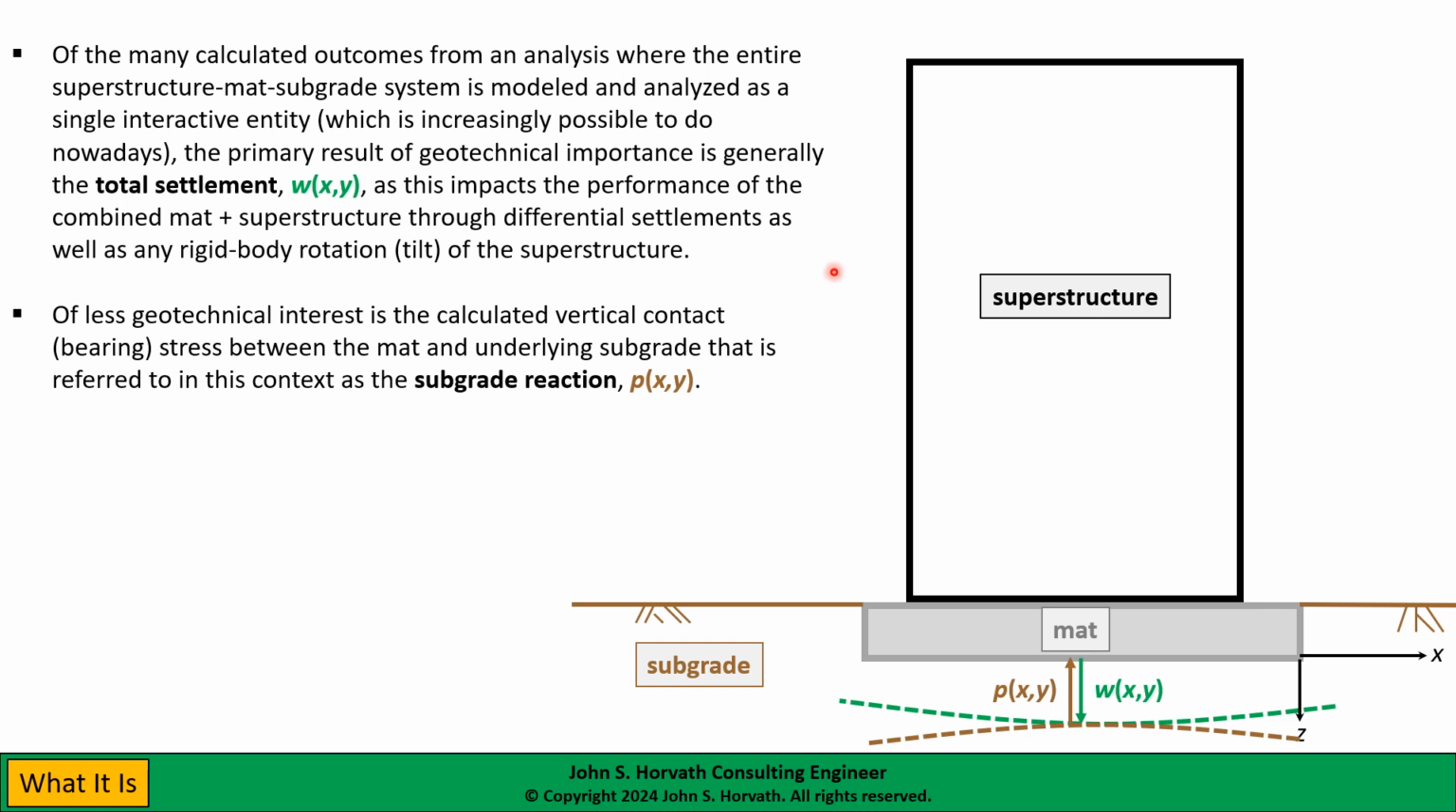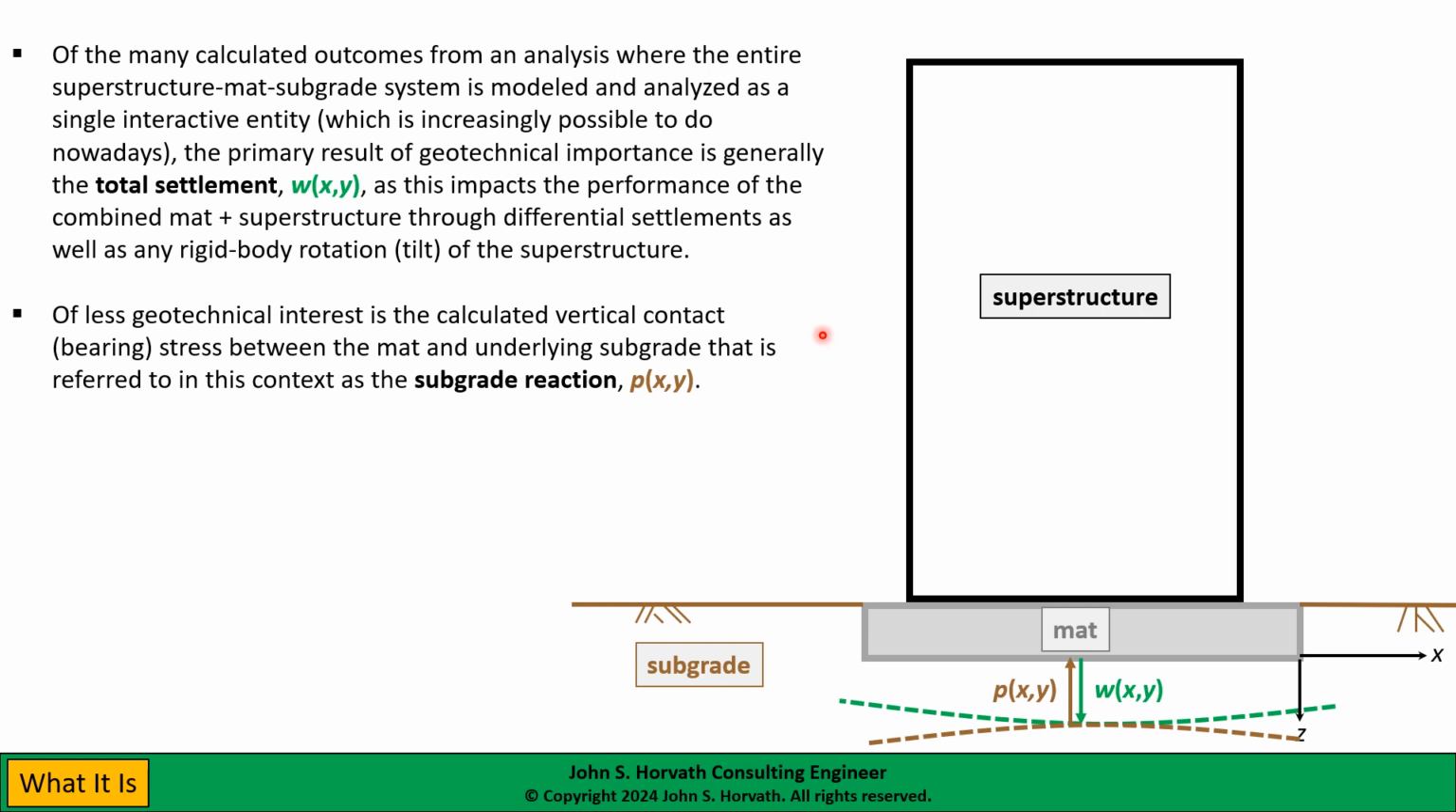In any event, of less geotechnical interest is the vertical contact or bearing stress between the mat and the subgrade. That, in the context of subgrade, we refer to as subgrade reaction P. The reason I say it's of less geotechnical interest is that mat foundations are rarely governed by bearing capacity. There might be situations where bearing capacity is a concern, but generally that is not a concern. But as we'll see, for the purposes of the present discussion, this subgrade reaction is a very important parameter. But again, this would be an outcome of this analysis.